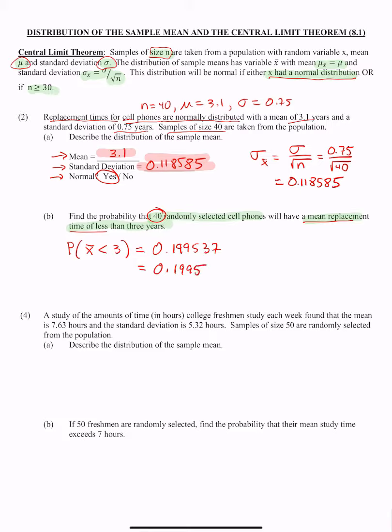Okay, so again, the key here is the problem asks for the probability of a group average, a group mean, or a sample mean. Those all are the same thing.